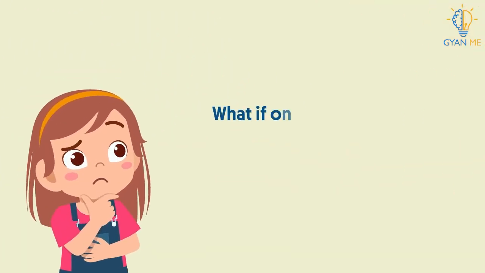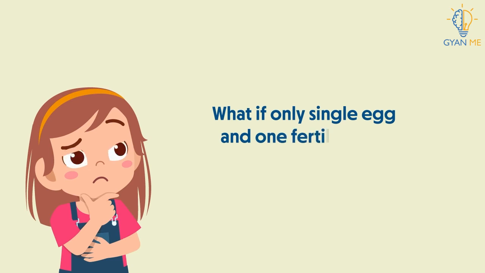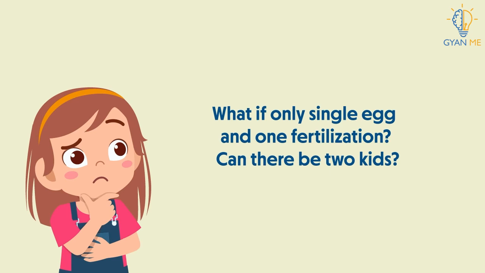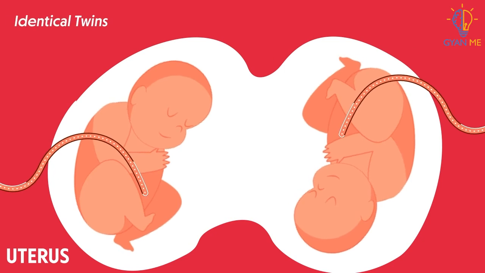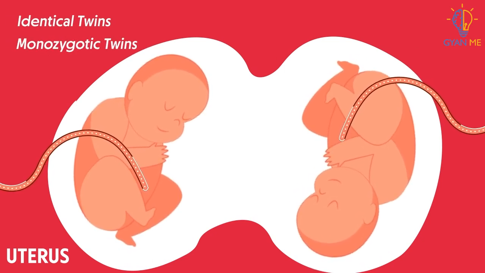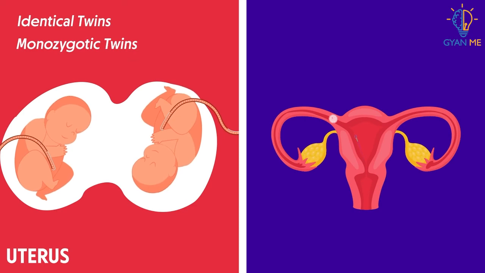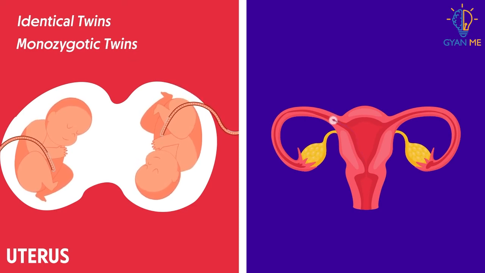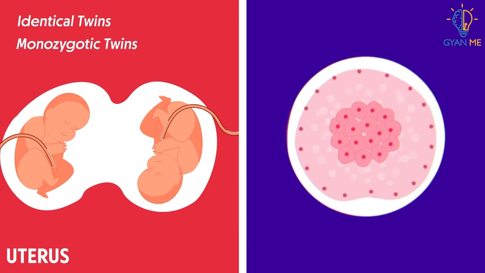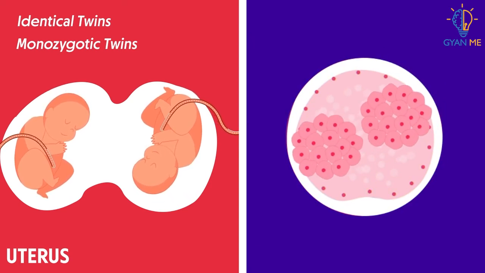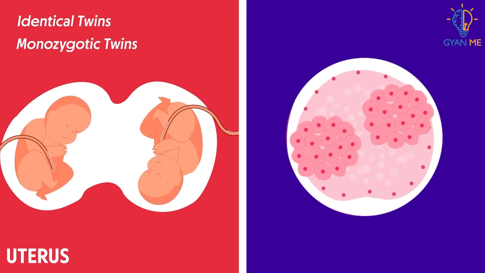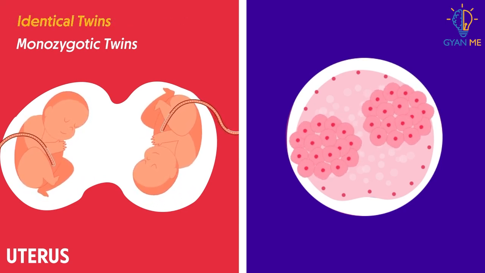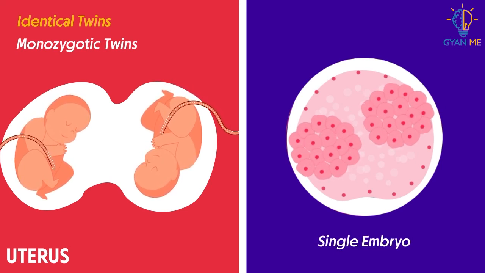But what if there is a single egg, single fertilization, and yet there are 2 kids? Is it possible? Yes, this is also possible. In such cases, kids are called as identical twins or monozygotic twins. Since there is only 1 fertilization, that is only 1 zygote, but it divides into 2 embryos and grows up as 2 different fetus. And thus they are called as identical twins, since they have developed.